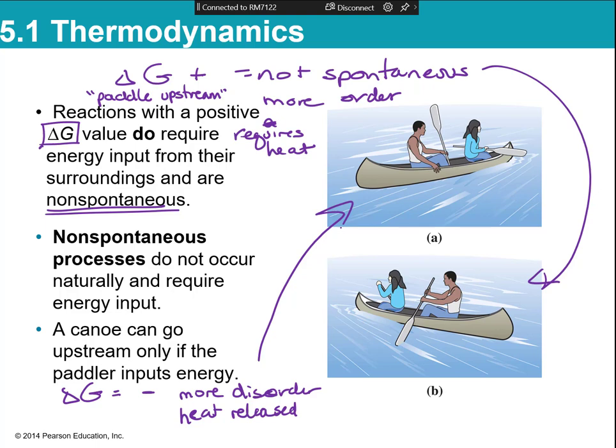So whether or not that delta G is negative is kind of what they use to define if something is spontaneous or a favorable reaction or not. But the best thing is to think about more disorder, that's going to be more favored. Heat given off, that's going to be more favored. So if they're both there, then that's going to be a much more spontaneous reaction than something you've got to put heat into and becomes more ordered.